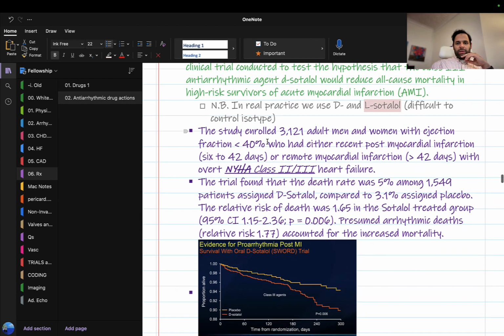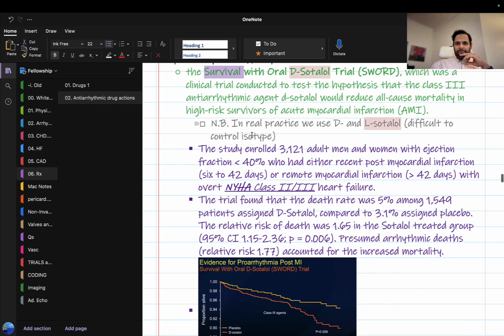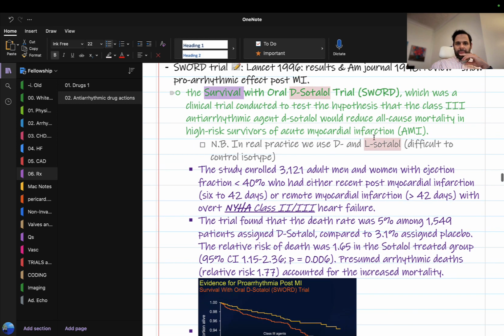The study enrolled more than 3,000 men and women with ejection fraction less than 40%, because we're looking for the ones that have heart disease who survived acute MI. So there's an ischemic cardiomyopathy here, or ischemic dysfunction that is post-myocardial infarction, and the duration they allowed in their inclusion criteria was 6 to 42 days, or remote myocardial infarction more than 42 days, with overt class 2 or 3 heart failure, but not class 4, and not patients who are asymptomatic.